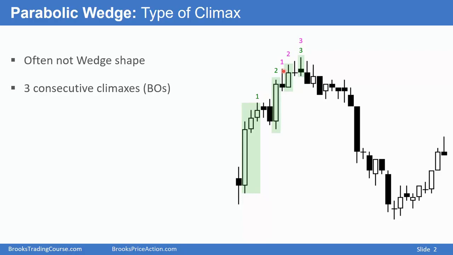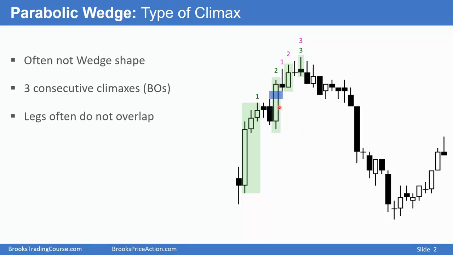The third push here, subdivided. We had a first push, and then a pullback, and then a second push, and then a pullback, and then a third small push, and then a reversal down. You can call it a nested parabolic wedge. You can see the tail on the top of this bar, on the top of this bar, on the top of this bar, and here as well. Every time the market's going up, instead of finding new buyers, it's finding sellers.